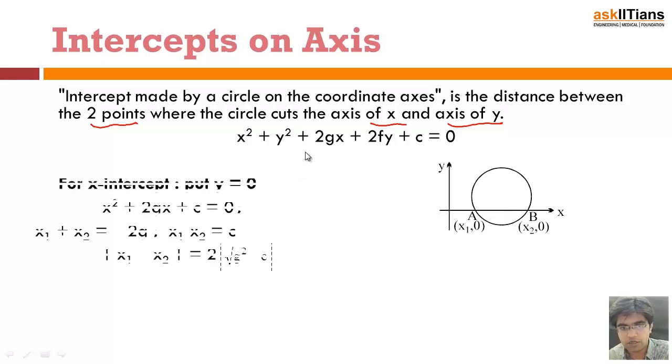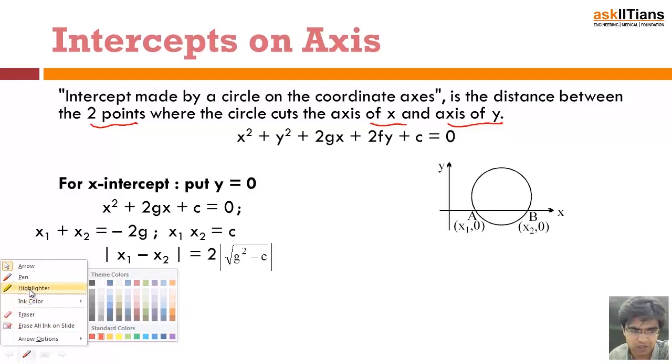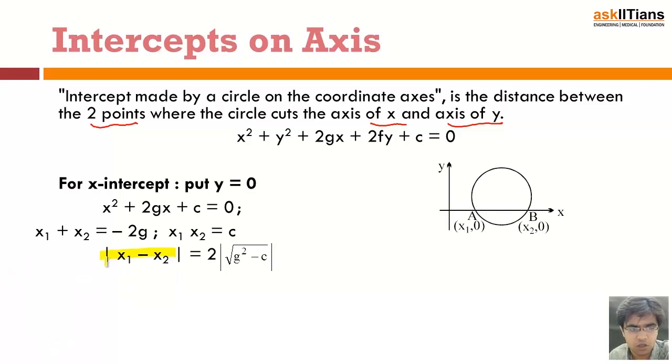So if I put the y-coordinate 0 in the equation, I'll get x square plus 2gx plus c equals 0. This is a quadratic equation. Let's suppose that we have roots x1 and x2. So the sum of roots will be minus 2g and the product of the roots will be c. But we are interested in finding the distance AB. Distance AB is nothing but x2 minus x1 or x1 minus x2. There is a mod, so it doesn't differ. So this is given by 2 root of g square minus c. You can very easily calculate this by using the concept of quadratic equations, that is the difference of the roots. So the intercept on x-axis is 2 root g square minus c.